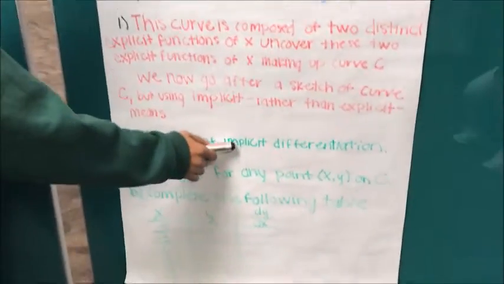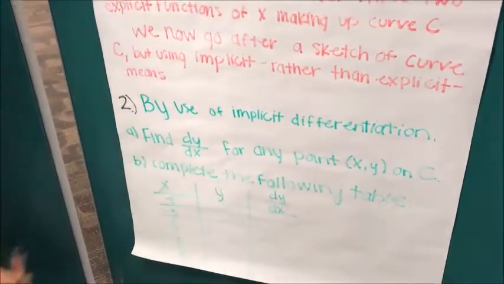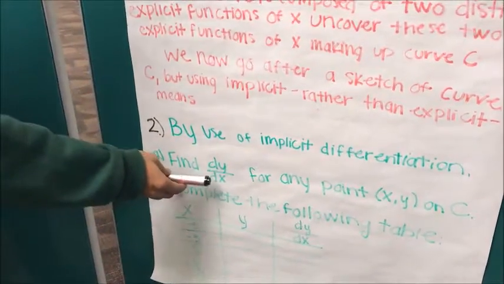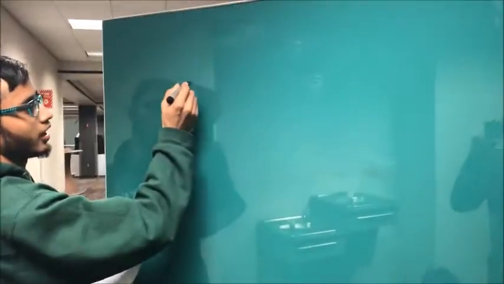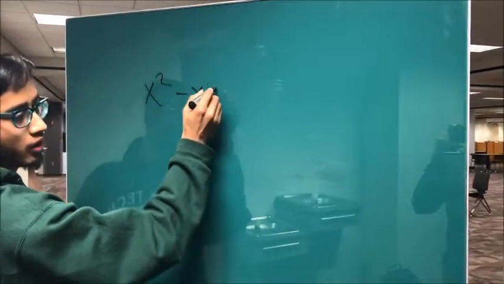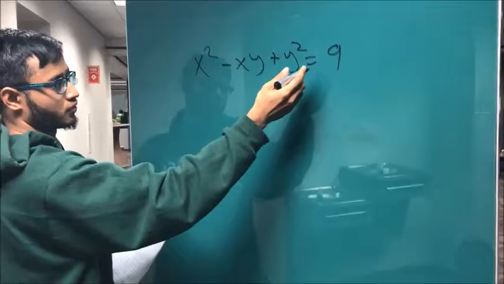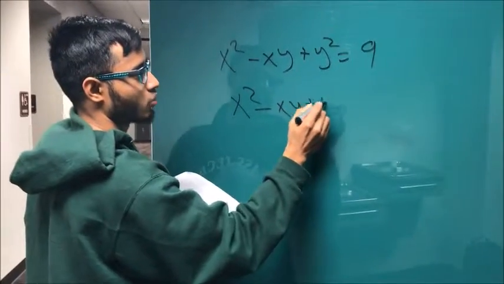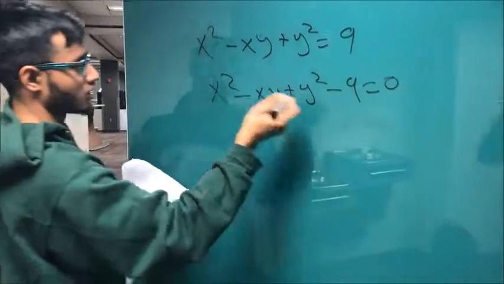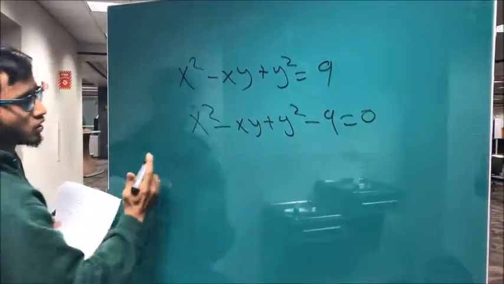Question 2 says, by use of implicit differentiation, part 2a says find dy/dx for any point x, y on C. So what does dy/dx mean? We take the derivative of y as a function with respect to x. For the curve, we have x squared minus xy plus y squared equals 9. Let's put this in terms of a function by setting it equal to 0: x squared minus xy plus y squared minus 9 equals 0. We could call this a function, like f of x, or f of y of x.